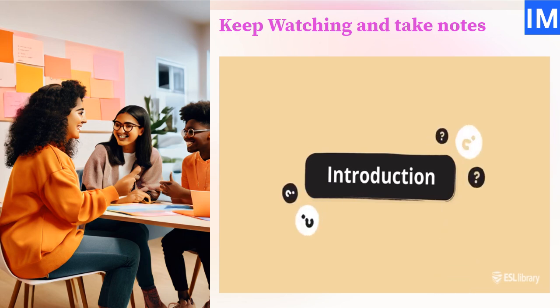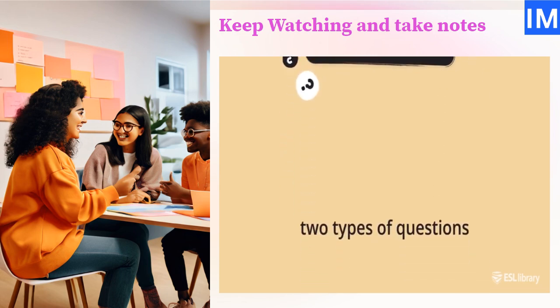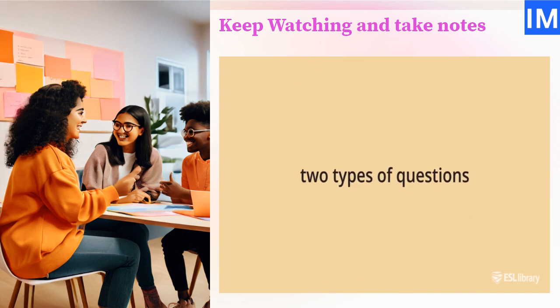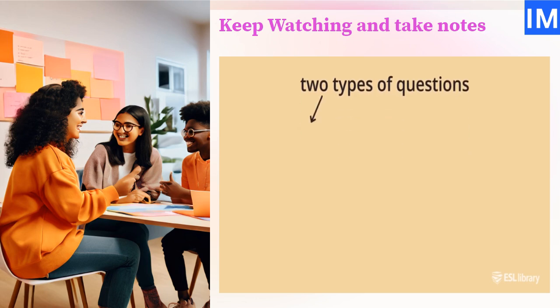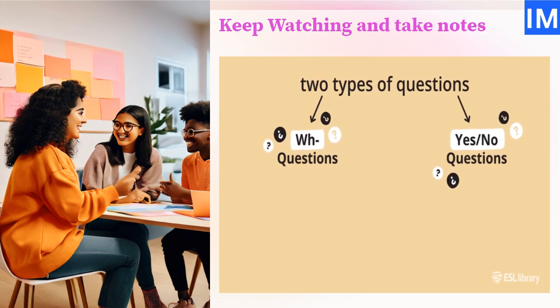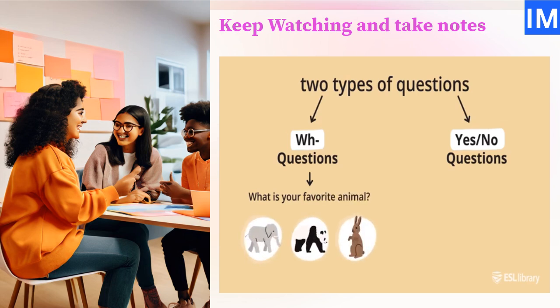What are the most common types of questions in English? There are two common types of questions in English: WH questions and yes/no questions. For example, what is your favorite animal is a WH question, and do you like snakes is a yes/no question.